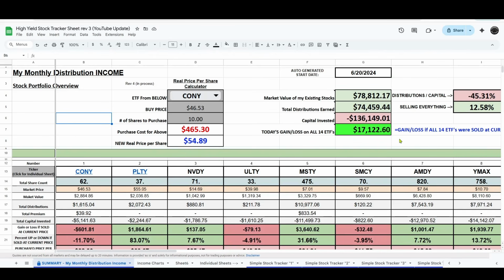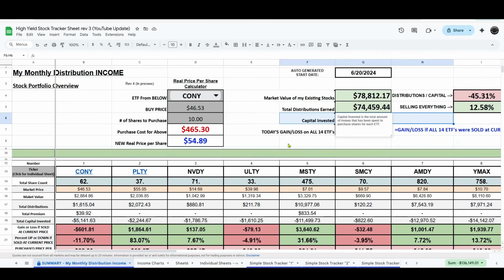But as you can see right here on my summary page, if I were to sell all 14 of my ETFs, I would be able to clear $17,122. And that is selling out of every single one that you see here at the current price. That's not too bad of a deal, right? Yes, I've got a good bit of money invested. As you can see, there is $136,000 invested into all of these ETFs in total.